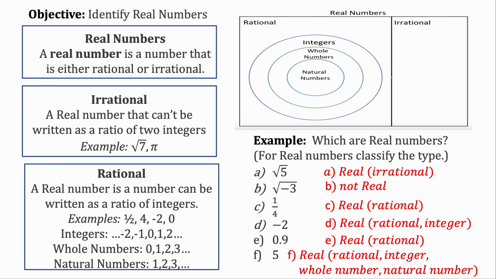And then finally, F has a big list. The number 5 is real. It is rational because we could write it as 5 over 1. It's on the integer list. It's on the whole number list. It's on the natural number list. So that's one of those ones that fits many categories. So that is a little bit about how we identify real numbers.